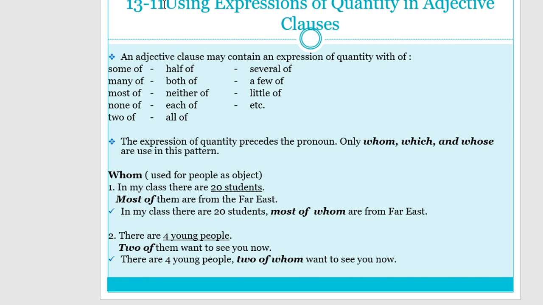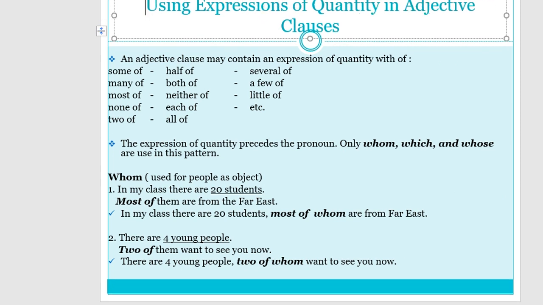And here we have adjective clauses that may contain expressions of quantity with some of, half of, several of, many of, both of, a few of, most of. Let's see the examples of how the expression of quantity can be included. "In my class there are 20 students, most of them are from the Far East." That's why there is a quantity in the adjective clause.